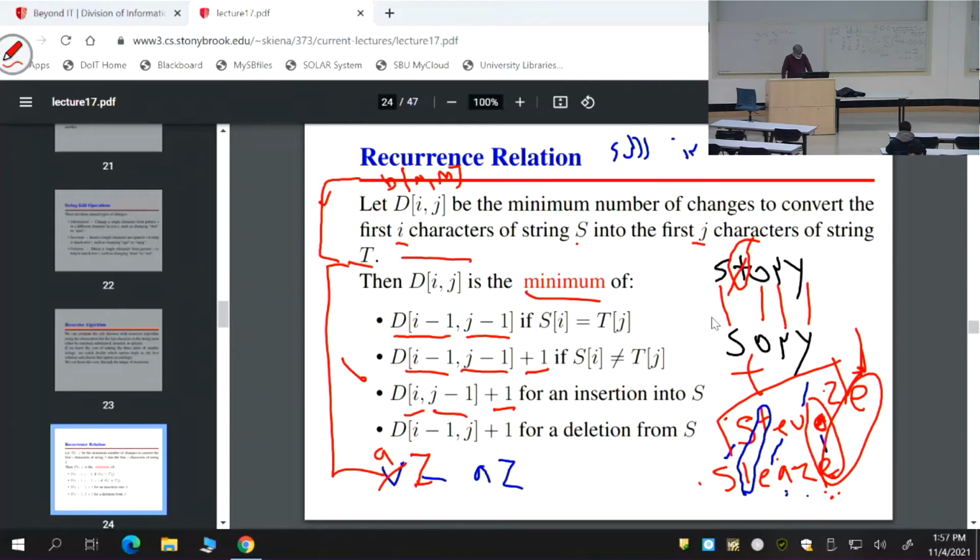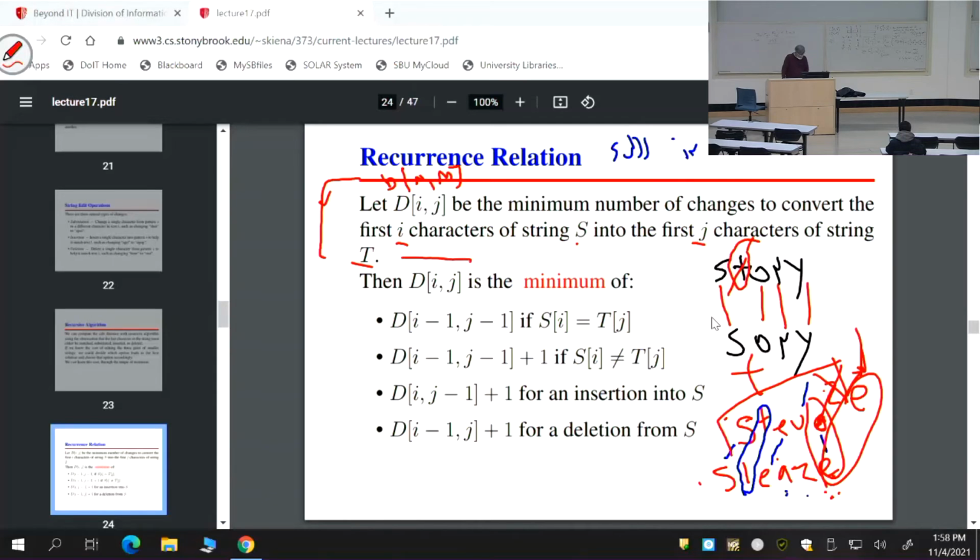Or I might decide to delete a character, get rid of the Z here. In which case, if I delete it, I pay 1 for deleting the character. My top string is 1 shorter, and the bottom string is the same size. Does everybody see that this recurrence is going to tell me the minimum number of changes to transform one string into the other? Any questions about the recurrence?